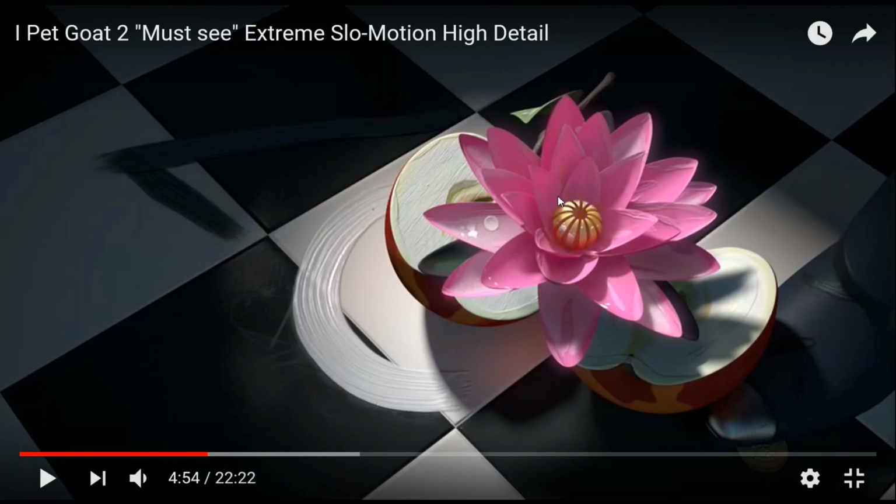Which is represented by the lotus flower. The lotus flower also being a symbol for birth and death. And then you've got the steel gold down here.